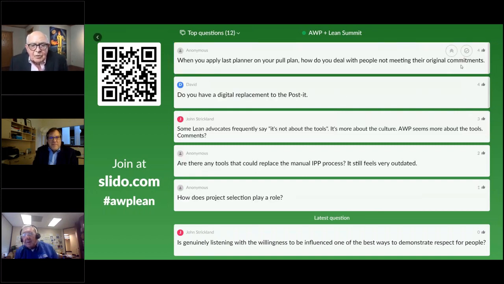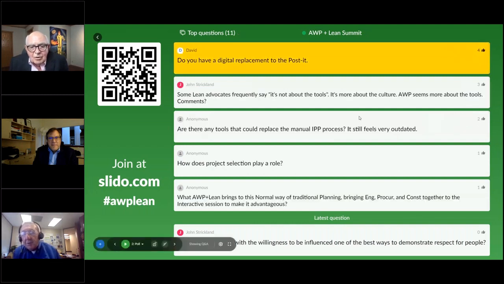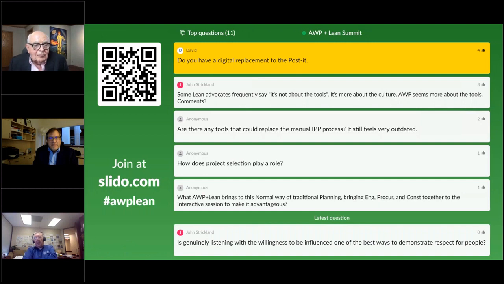Yes. So let's talk about the post-it thing, because there's another one down there that says, are there any tools that could replace the manual IPP process, still feels very outdated. Let me talk about that. The answer is yes. You can use Excel. You can use Excel with the post-its. We've done that before. Mural, as we know, Lloyd, we've been using that. And that's another really good tool that can be used for the post-its.